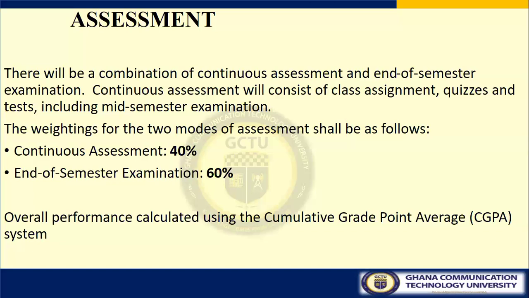So for this particular course, we're going to have an assessment. There will be a combination of continuous assessment and end of semester examination. The continuous assessment will consist of class assignments, quizzes, and tests. You will not be doing mid-semester exams and those kinds of things. You'll be doing only assignments, then you write the end of semester or end of module examination. The weightings for the two modes of assessment shall be as follows: continuous assessment is 40%, and the end of semester examination is 60%.